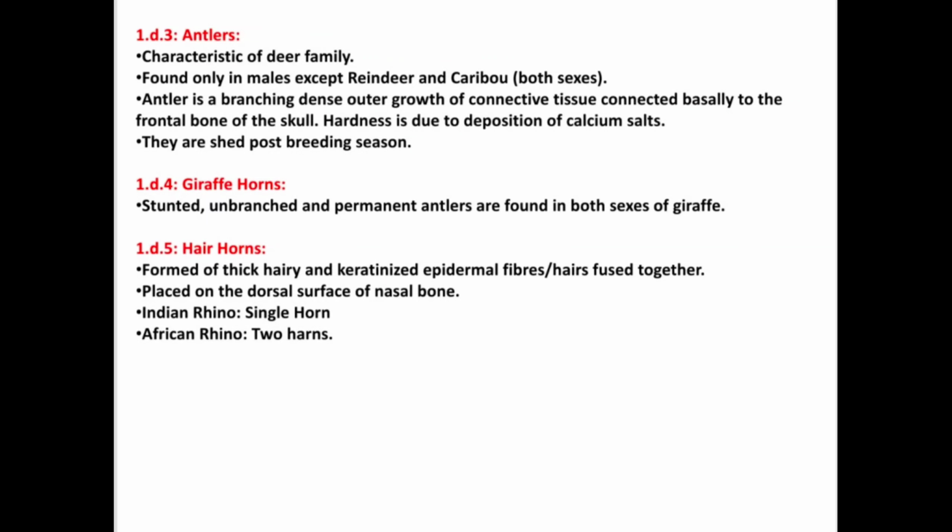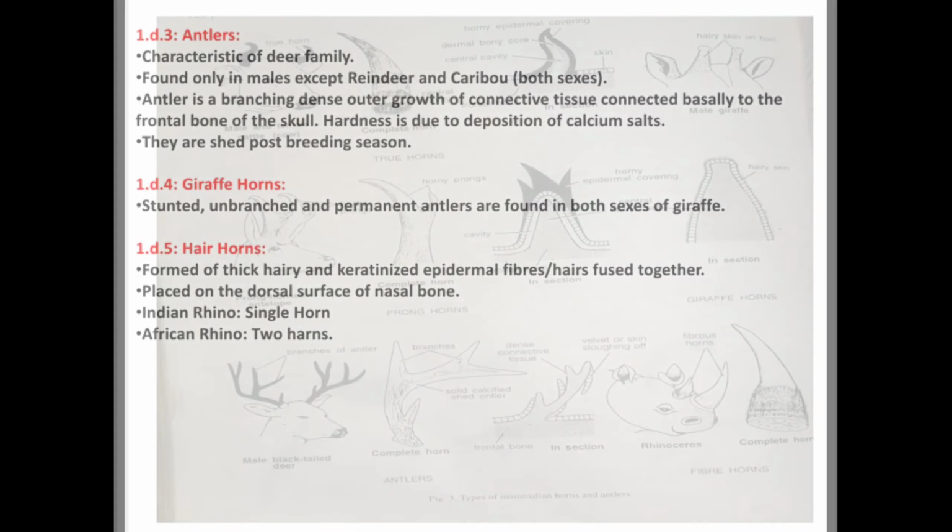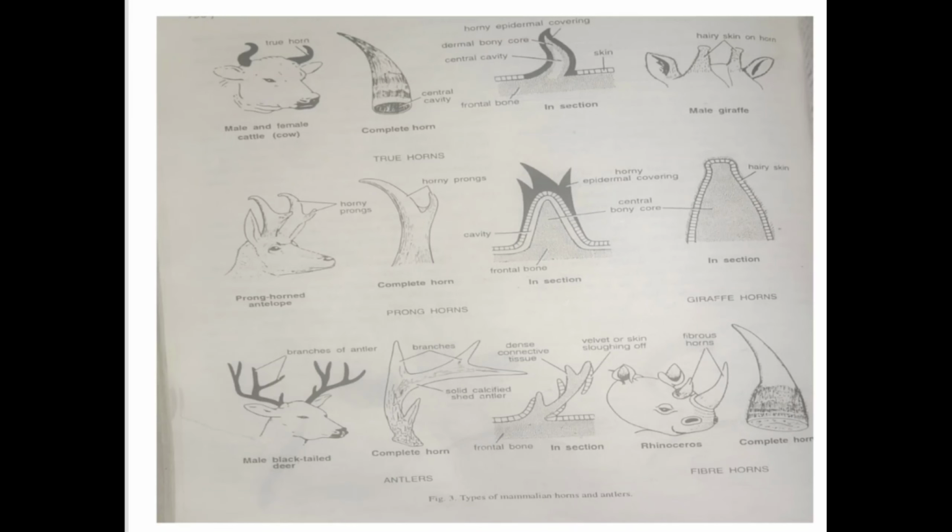First, let's see true horns. True horns are hollow horns. They occur in both sexes of goat, sheep, and cattle. They are unbranched, permanent in nature, cylindrical, and they continue to grow throughout life. They are made up of a hollow dermal bony core that arises from the frontal bone of the skull, and they are covered over by an epidermal horny hollow cap or covering.